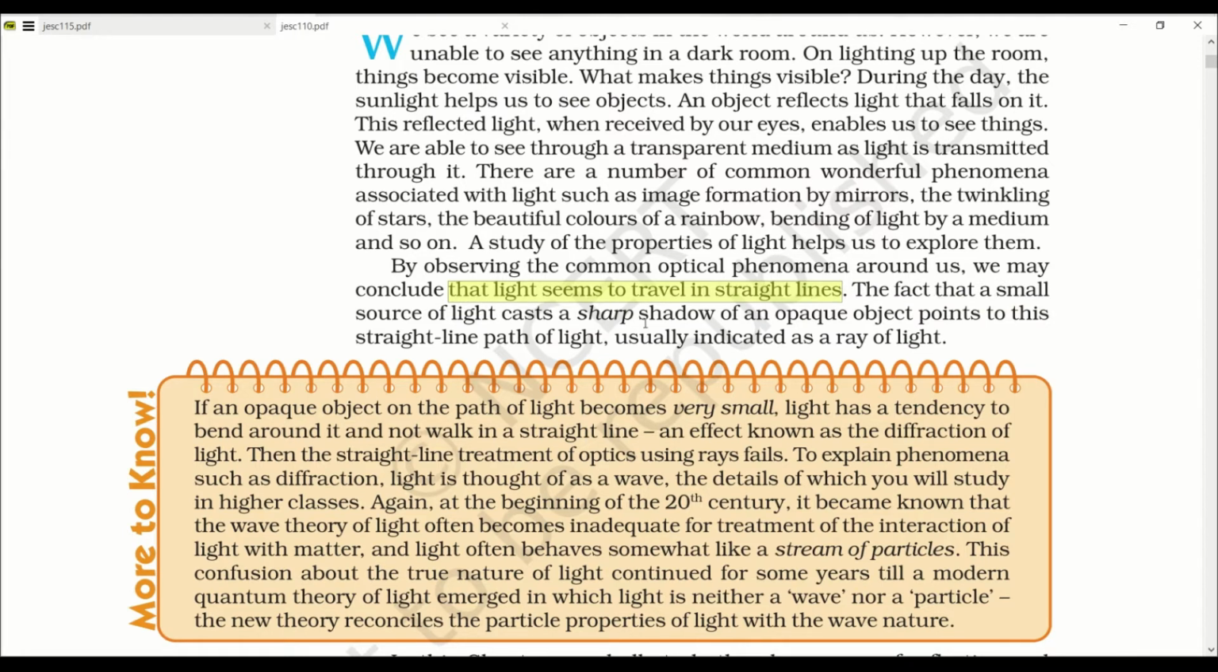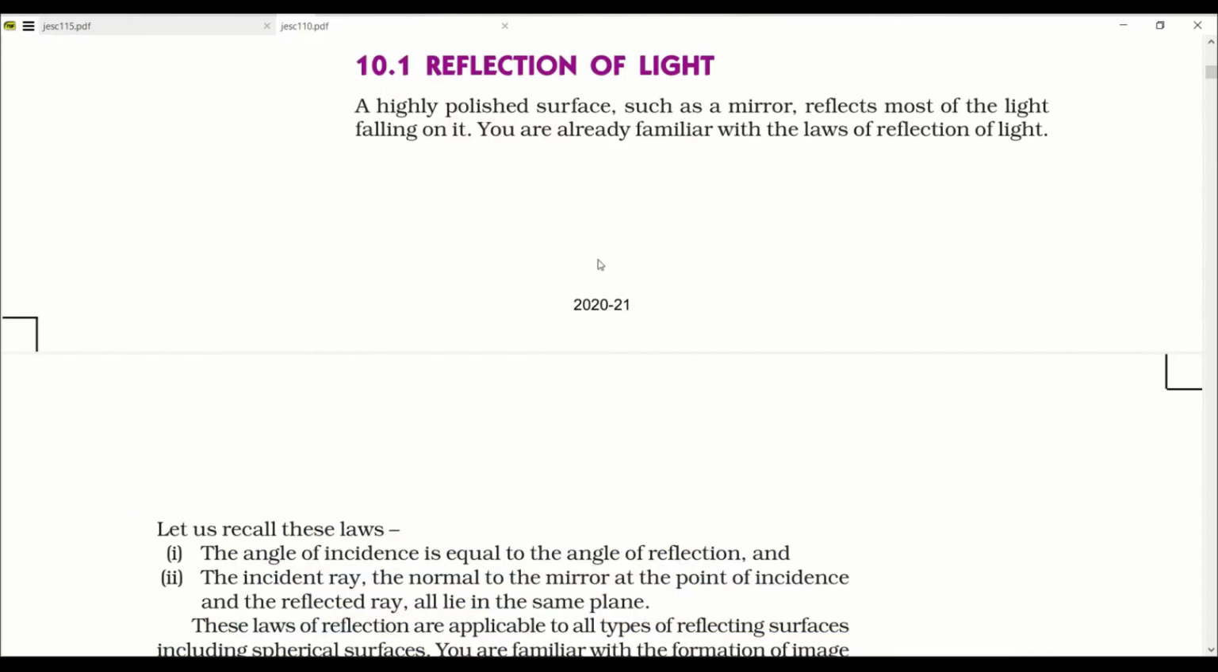The fact that a small source of light casts a sharp shadow of an opaque object points to this straight line path of light, usually indicated as a ray of light. Reflection of light. A highly polished surface such as a mirror reflects most of the light falling on it. You are already familiar with the laws of reflection of light.